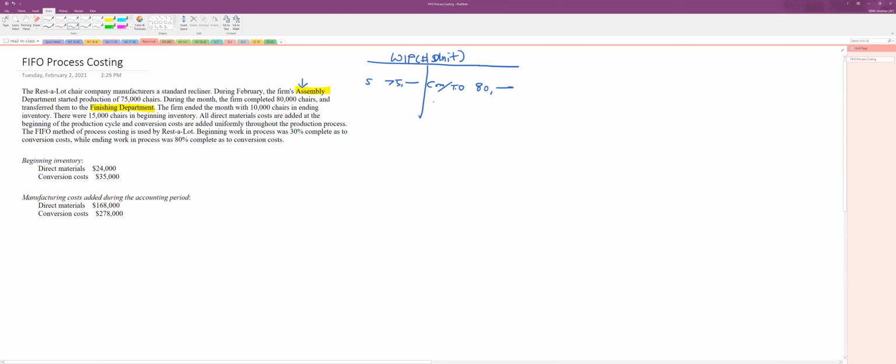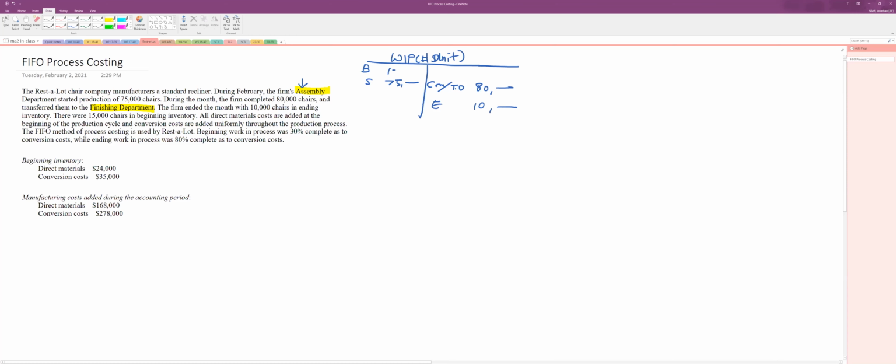So the company completed and transferred out more goods than started, right? 75,000. The next sentence: the company ended this month with 10,000 chairs in ending inventory. Ending inventory 10,000. So at this point, you should be able to tell that there must be some beginning inventory, because you transferred out more goods than started newly. 75 versus 80. So how many in the beginning balance? It says 15,000 chairs.